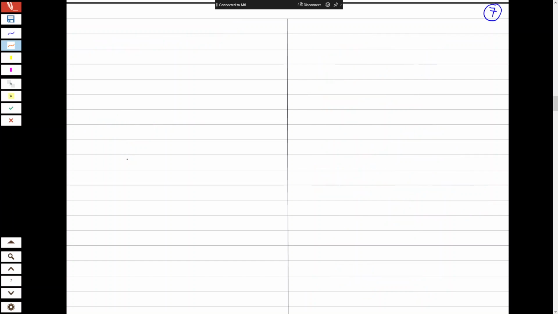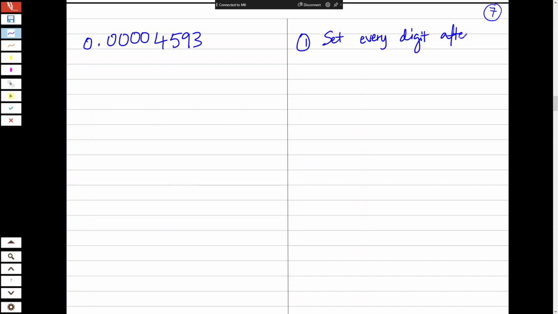All right, so let's do part A, and I'll do this step by step with you as well. Okay, so step 1, set every digit after the first one to 0. All right, so this is going to give me 0.00004, and then these 3 digits, I'm going to change them to 0. Okay?